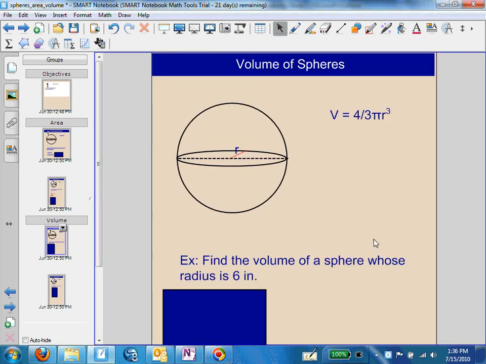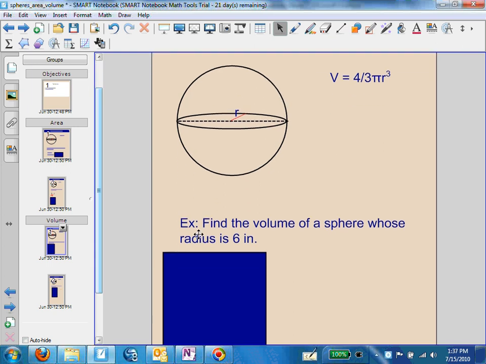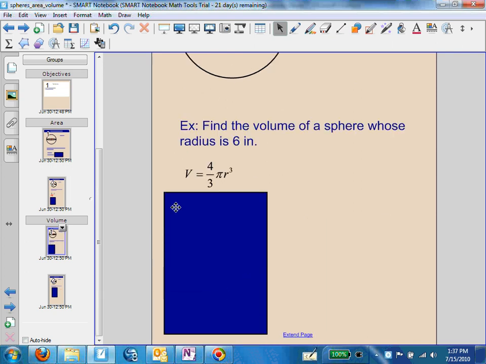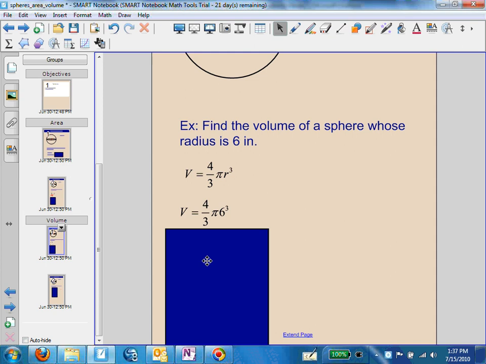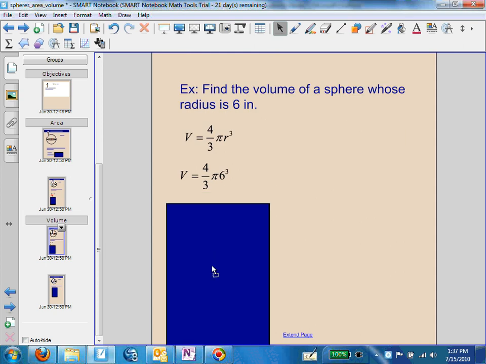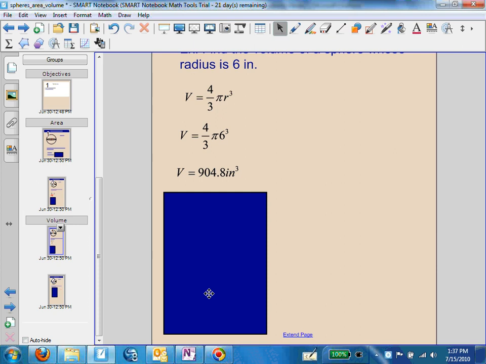For volume, we just have a different formula. So instead of 4 pi r squared, we have 4/3 pi r cubed for the volume. So let's look at applying this formula. Here we know that the radius is 6. So we want to find the volume. So all we have to do is put 6 in the place of r and use our calculator. So the volume is 4/3 pi r cubed. We put 6 in the place of r and type all that in our calculator. We end up with the answer of 904.8 inches cubed.